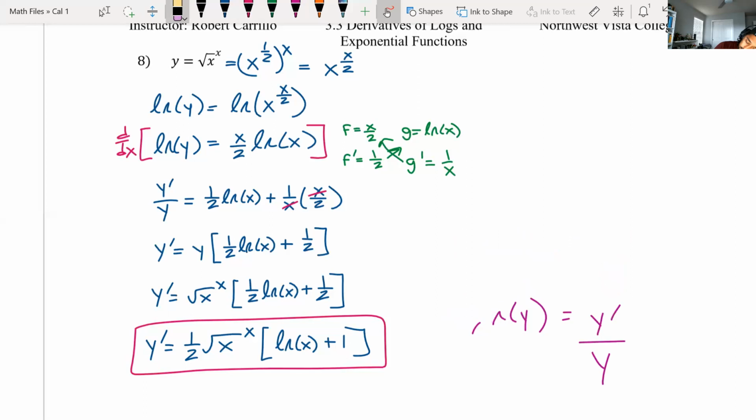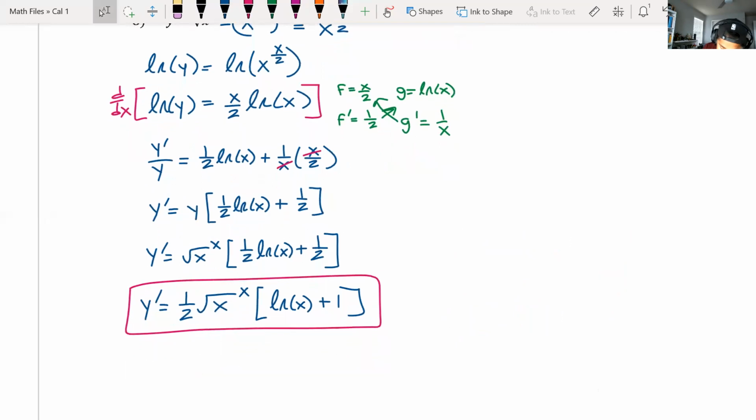Man, I don't even read the book anymore. The book does the difficult notation. Makes it look all crazy.